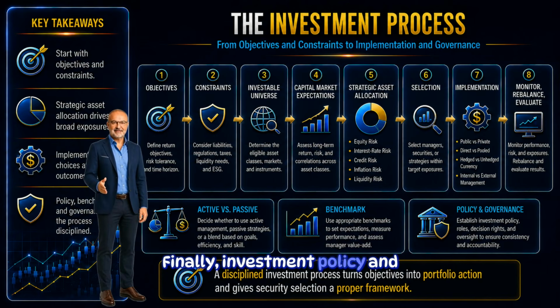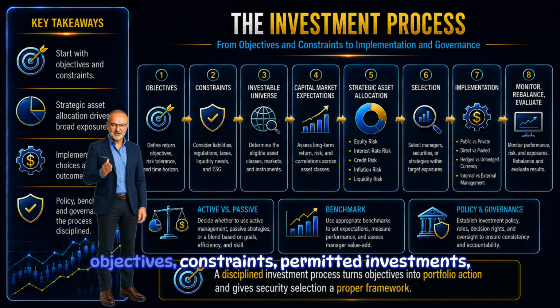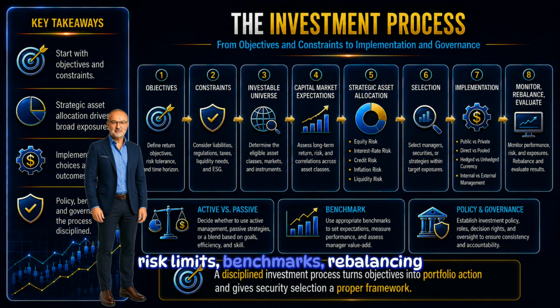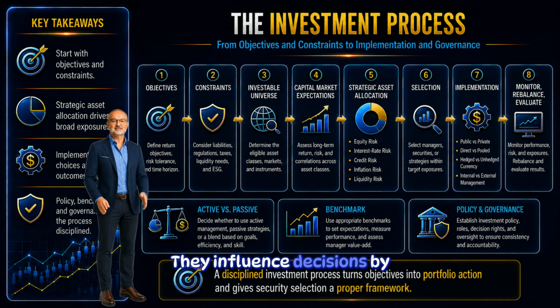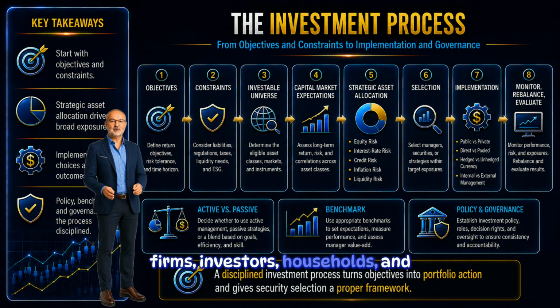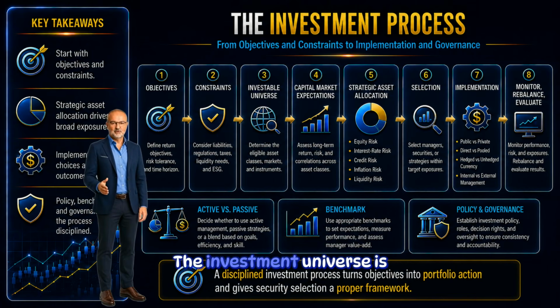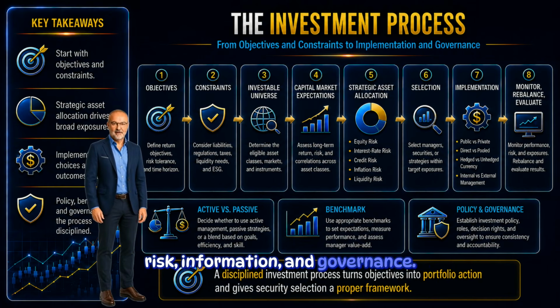Finally, investment policy and governance give the process structure. A good policy clarifies objectives, constraints, permitted investments, risk limits, benchmarks, rebalancing rules, liquidity needs, and responsibilities. Markets are not just numbers on a screen. They influence decisions by firms, investors, households, and governments. The investment universe is a connected system of real assets, financial claims, investors, contracts, markets, prices, risk, information, and governance.